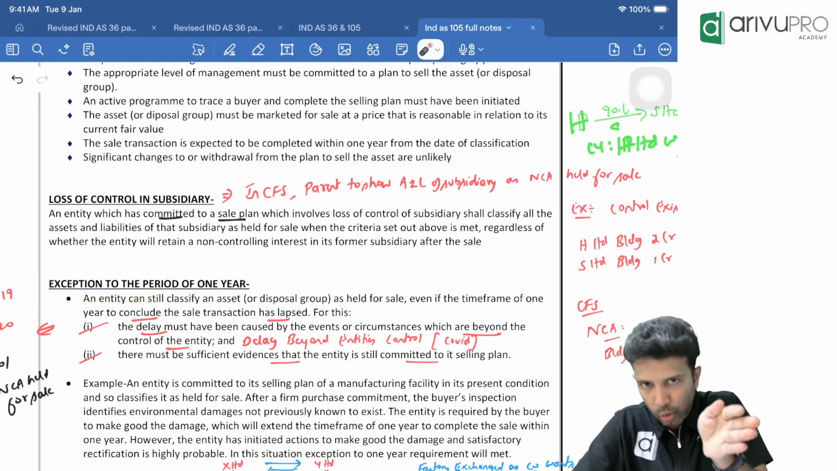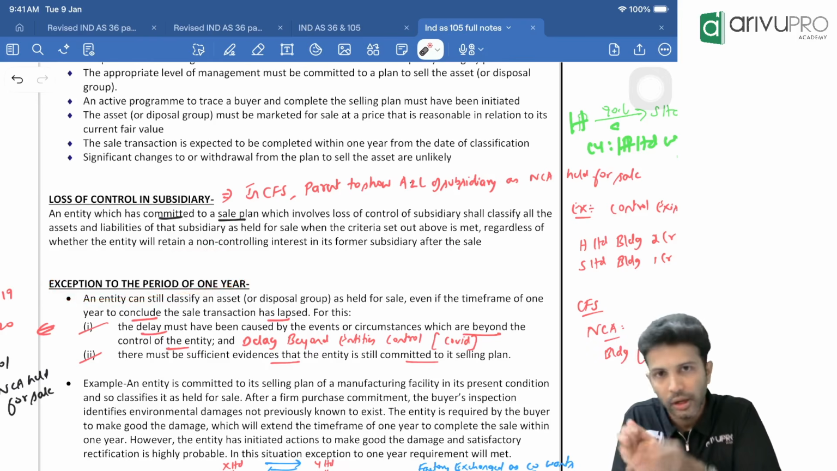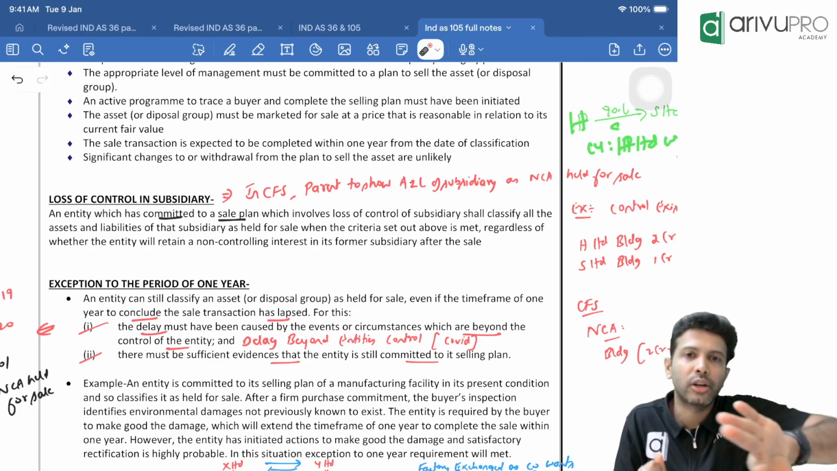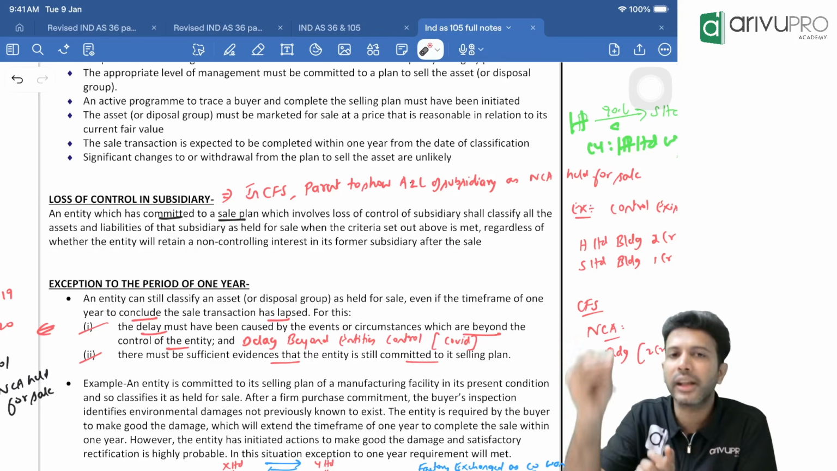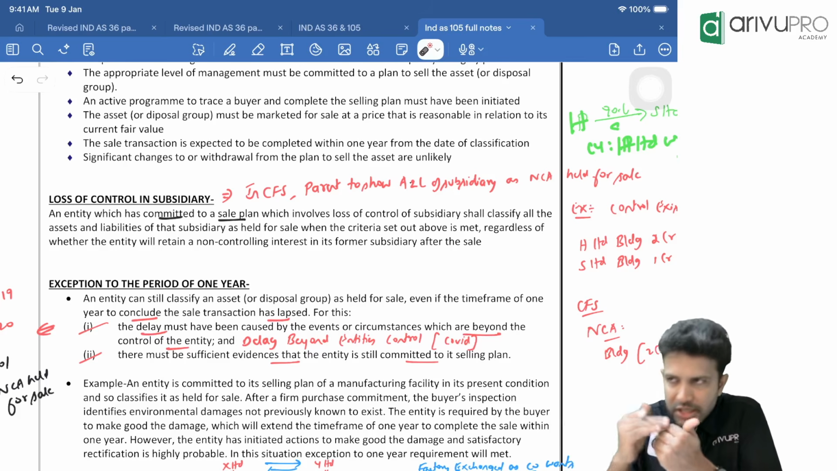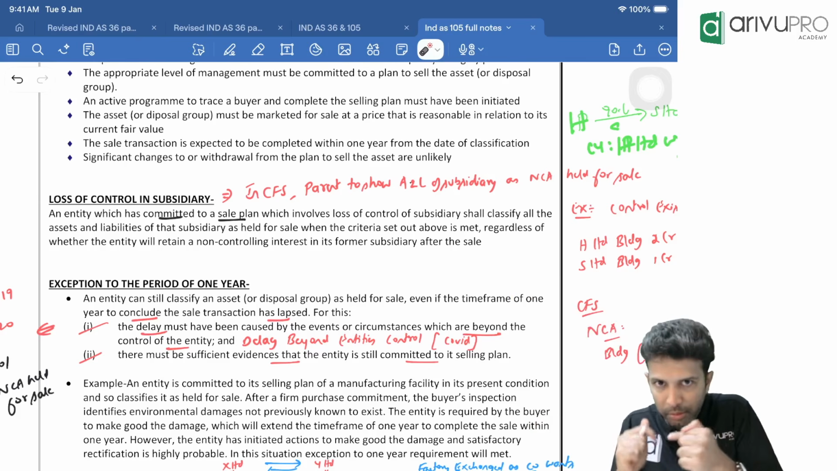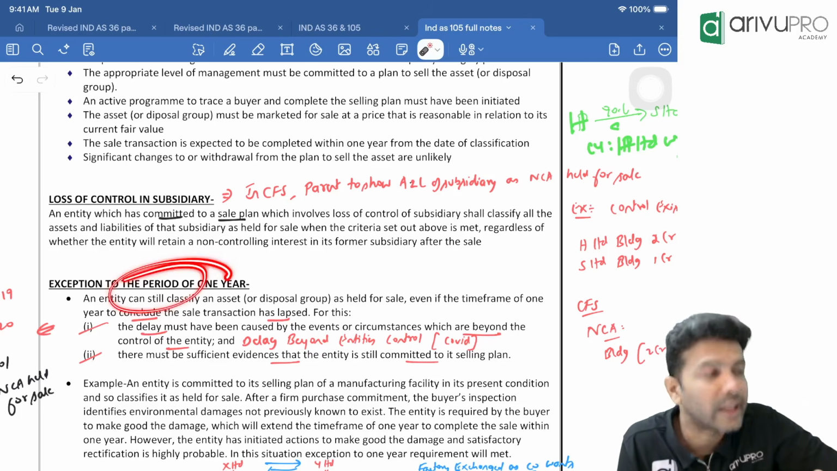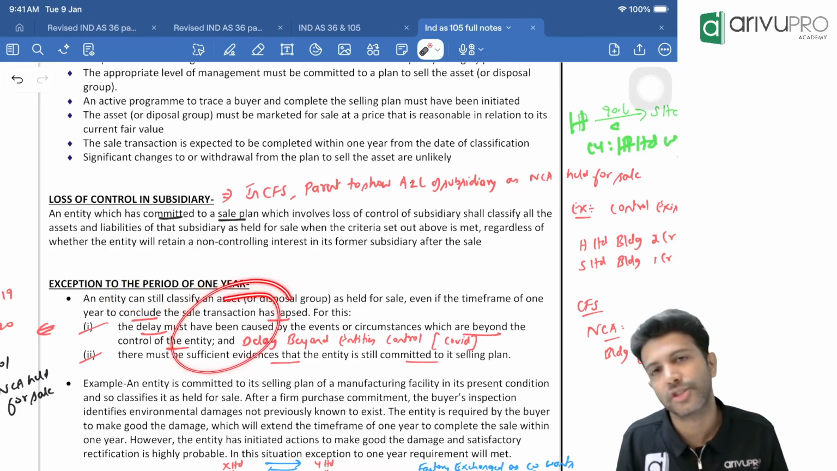As a normal rule, if you classify it as held for sale, within 12 months, you need to sell it. But sometimes the sale may go beyond 12 months. The entity is not able to sell that asset within 12 months. It went a little above 12 months. There has been a delay. If the period goes beyond 1 year, what to do? That is what this provision is trying to say.